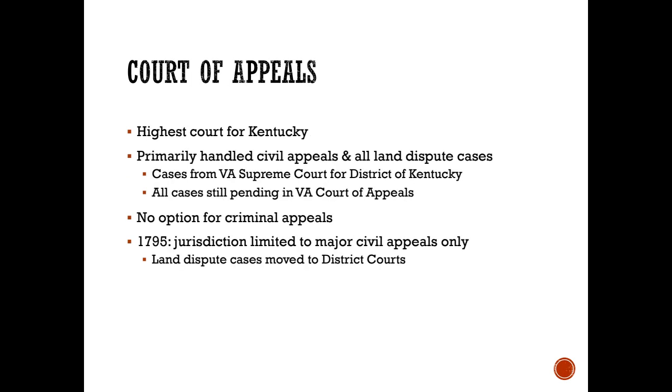All right, so moving on from the lower courts, we're going to talk about the higher courts that were established at this time. The first one is the Court of Appeals. This was the highest court in Kentucky, and it had statewide jurisdiction, so the entire state was under its jurisdiction. Most of the cases it handled were land disputes at the time: people coming into Kentucky and trying to define where their land boundaries were and who had rights to particular pieces of the land.